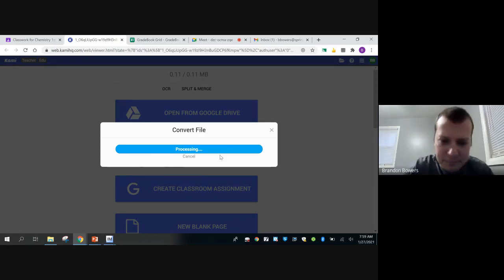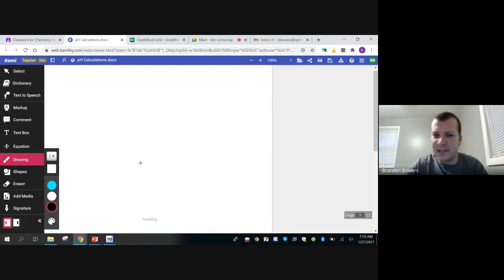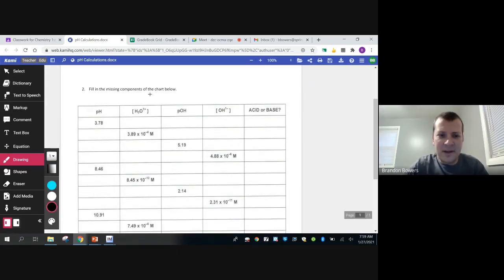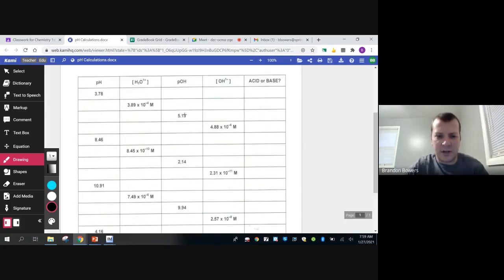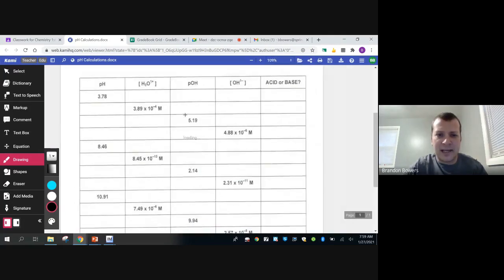But anyway, as this is processing, you're going to be using these same equations. You're going to fill in the missing components of a chart. Looks like a lot, but I believe we got this. I need to solve for my H3O, which is the same as H+, pOH, OH, and if it's an acid or a base.